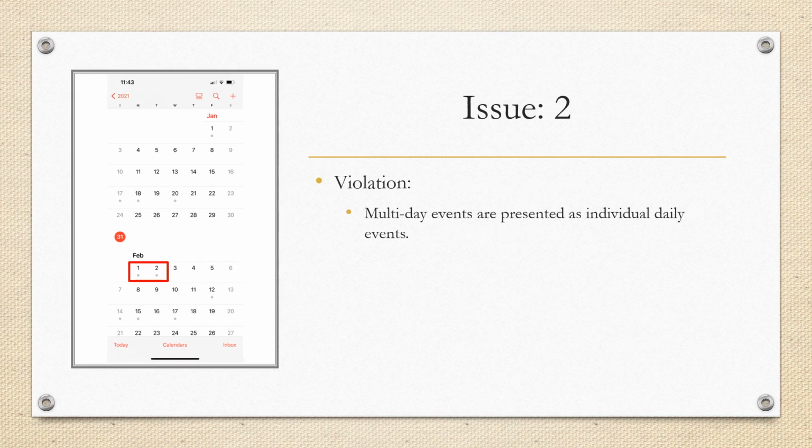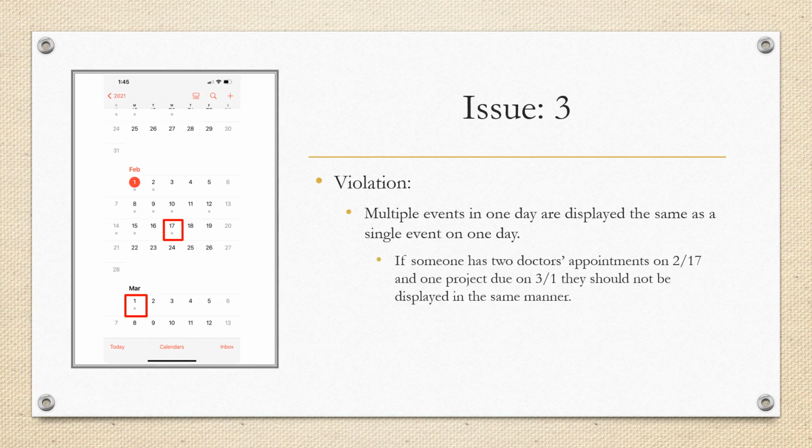Issue number 2 is that multi-day events are presented the same as individual events. As you can see, if these events span across 2 days, they're presented the same as if they were 2 separate individual events. Issue number 3 is that multiple events in one day are displayed the same as a day with a single event. For example, say on the 17th you have 2 events, and on March 1st you have 1 event. From a user's perspective, these events are displayed the exact same.